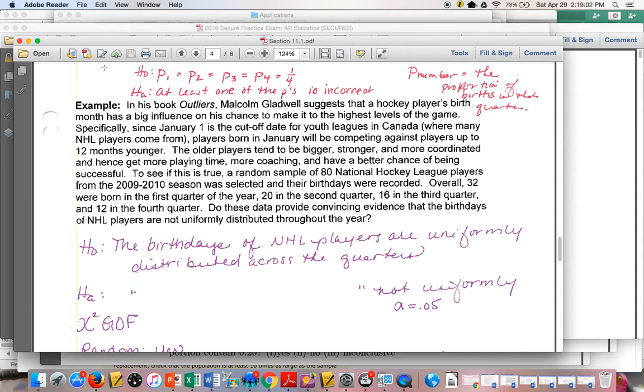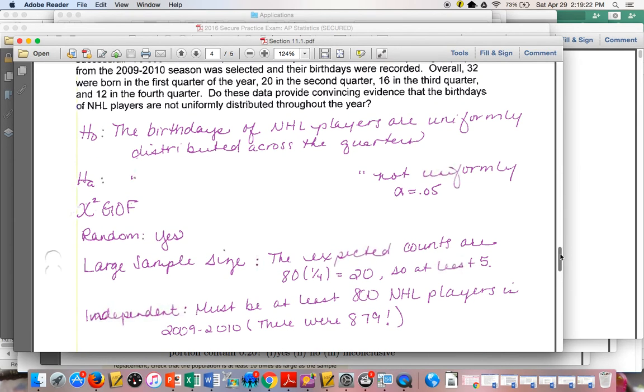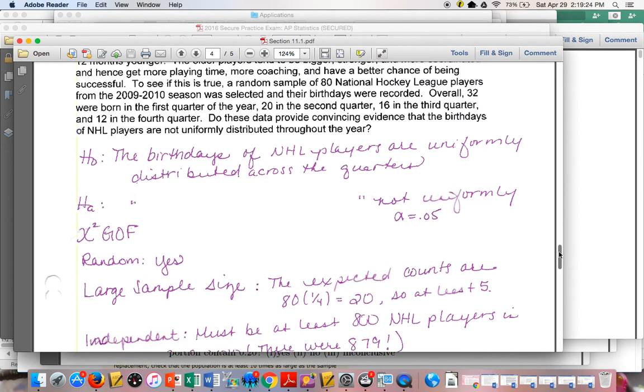If you want to write it in symbols, H0: P1 equals P2 equals P3 equals P4. If it's uniformly distributed, each of those proportions will be equal to 1/4. Each P is the proportion of births in that quarter. And the alternative would say at least one of the P's is incorrect. It's a chi-squared goodness of fit test. It's random, it says he took a random sample.